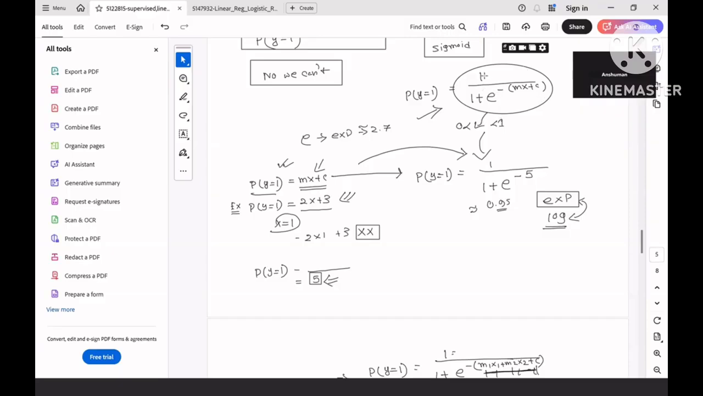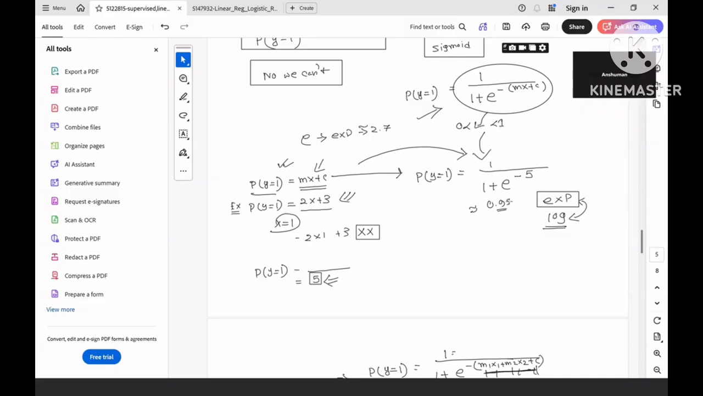Now you see the beauty. The sigmoid function calculation is 1 divided by 1 plus e to the power minus (mx plus c). Now if you put 5 in for x, then you will get e to the power minus 5, so 1 divided by 1 plus e to the minus 5, which gives about 0.95. When you take the exponential of this value, the result will always come between 0 and 1. It will always give a value from 0 to 1, and that is what we are saying.